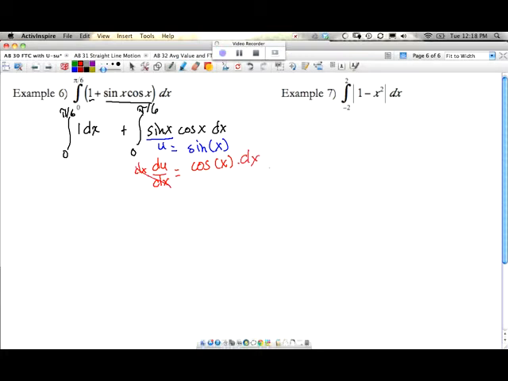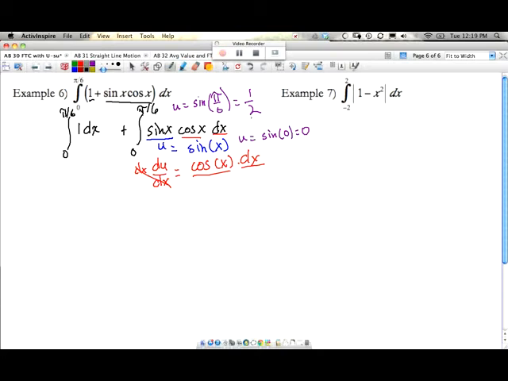And there we go. du equals cosine of x dx. We're in the clear. But now I need to adjust my limits. So up here, u equals sine of pi over 6. And if you're thinking about your unit circle there, that means we're up 30 degrees. So that's going to equal 1/2. Similarly, down on the bottom, u equals sine of 0, which is just 0.